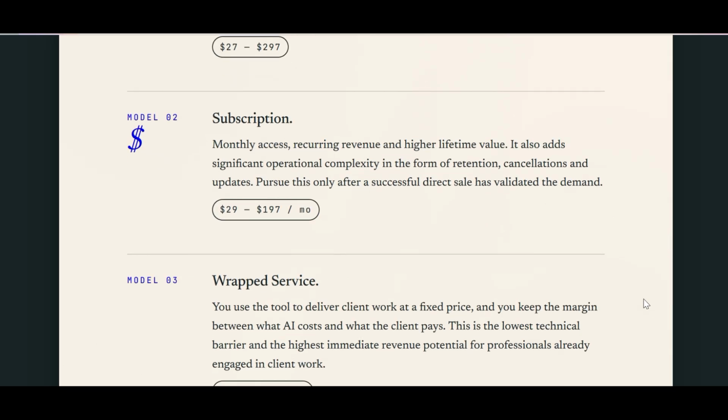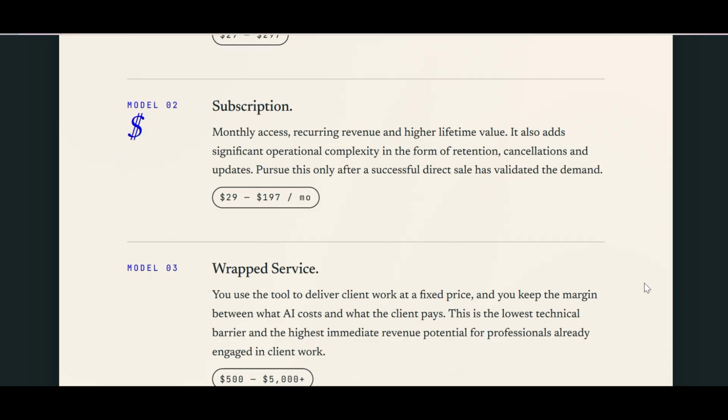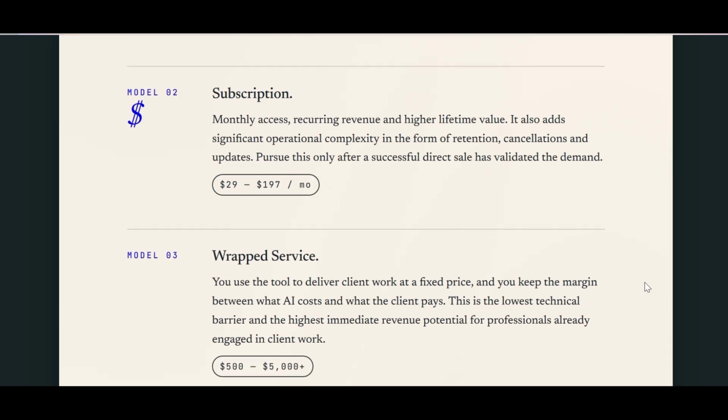Model 3, wrap service, $500 to $5,000 and above. You use the tool to deliver client work at a fixed price and retain the margin between what the tool costs to run and what the client pays for the outcome.